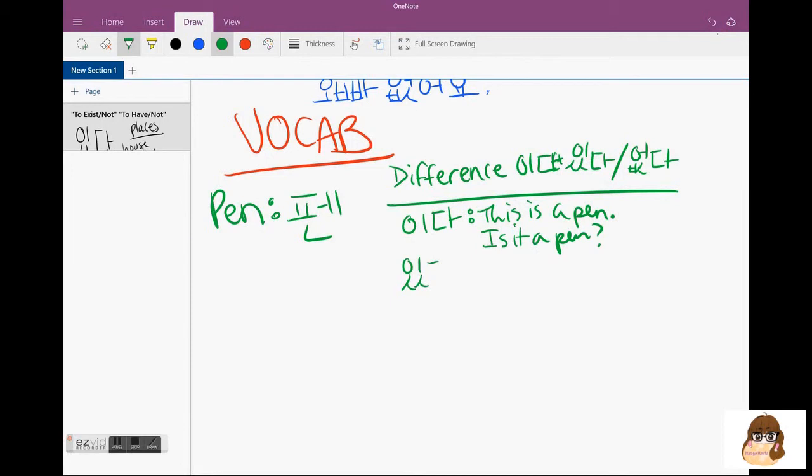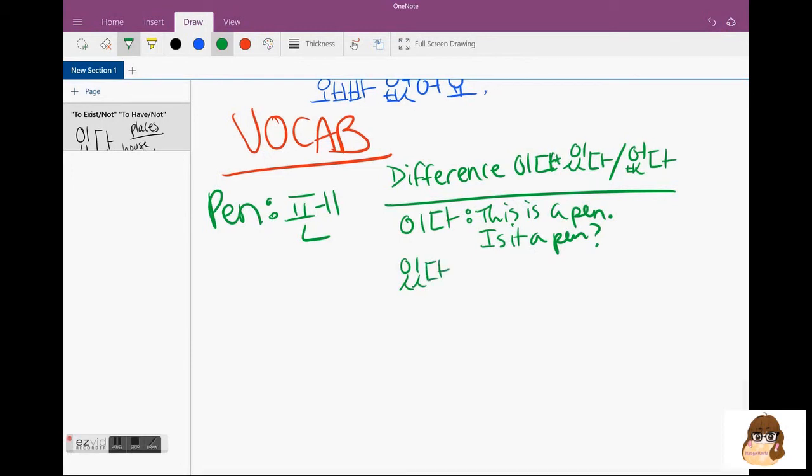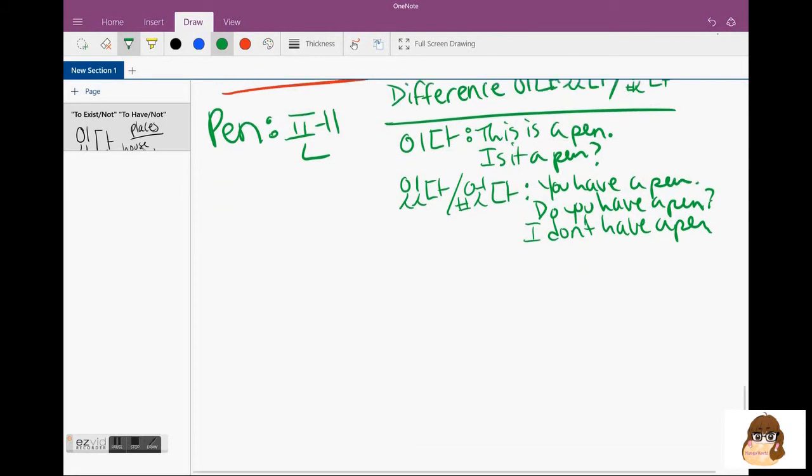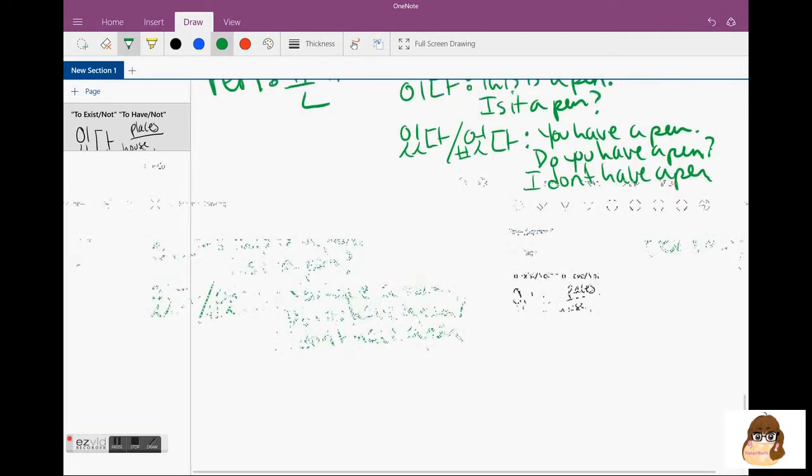But 있다 and 없다 are what you would use if you're trying to say that you have a pen, or do you have a pen, or I don't have a pen, that type of thing. The rest I'm just going to list as vocabulary, but I just wanted to show the difference between 이다 and 있다 and 없다. So pen, that's how you spell pen.